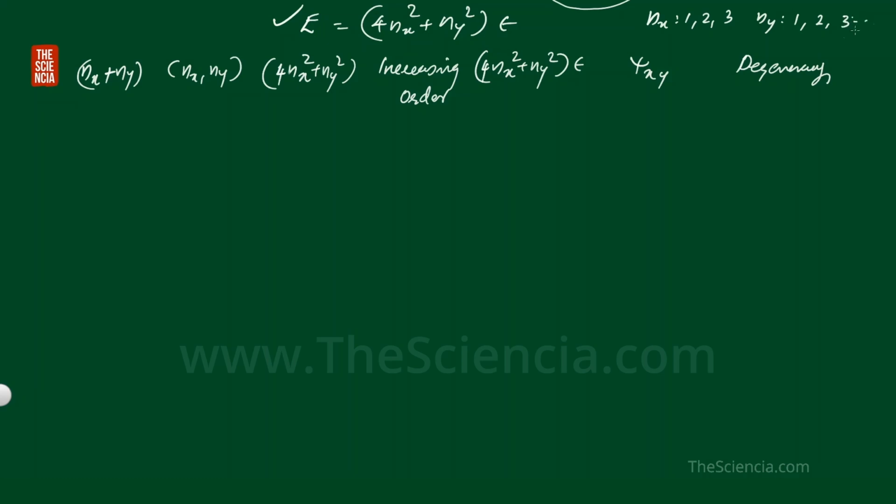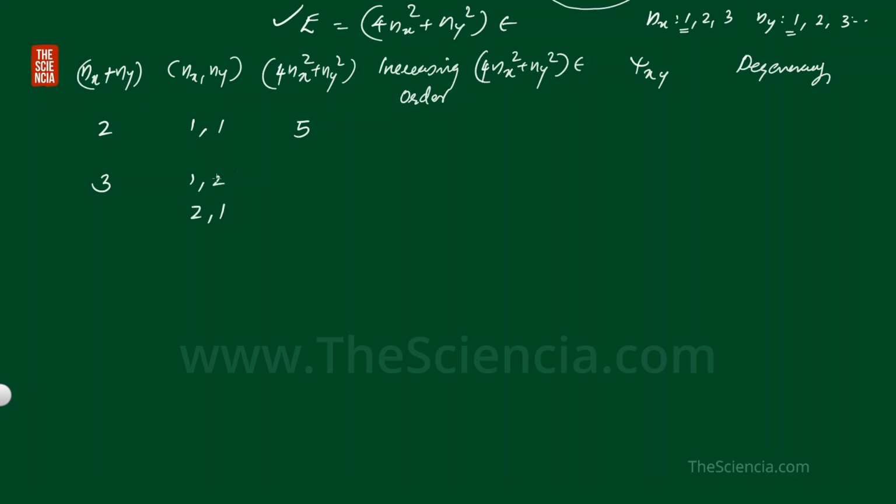So first we have to take the lowest combination, that is 1 and 1. So nx is 1, ny is 1, so we will get nx plus ny equal to 2. Now we have to substitute this value in this equation, that is 4nx square plus ny square, that is 4 plus 1, that is 5. And the next combination, that is 3. How can we make 3? We can take 1 and 2, or we can take nx as 2, ny as 1.